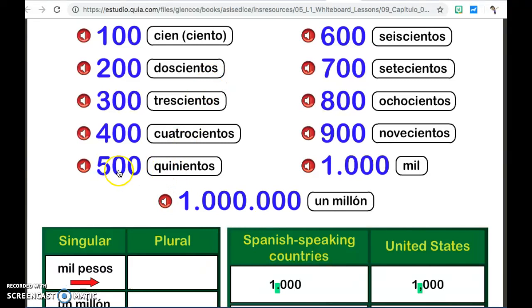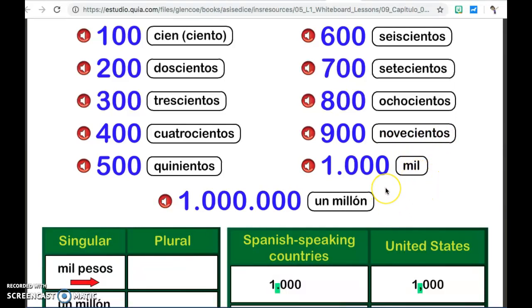But when you get to 500, it's a slightly different pronunciation and spelling. It's quinientos instead of cinco cientos, because that's too difficult to say. So quinientos. And then it follows the same pattern, seiscientos, the number 6 plus cientos. 700 is a little bit different because we say siete. This time you just say sete, and then add cientos. And finally, nove. Instead of nueve, we just say nove, and then cientos.